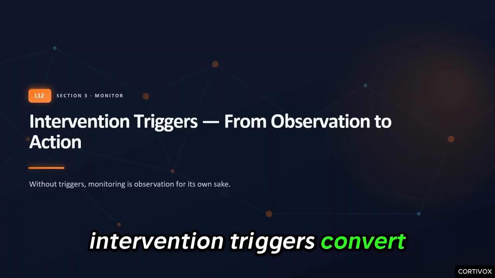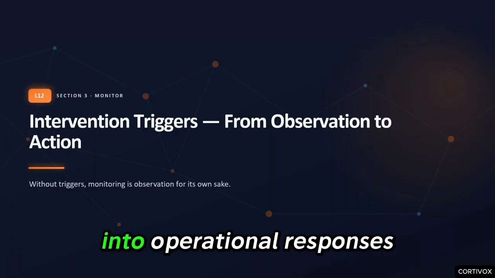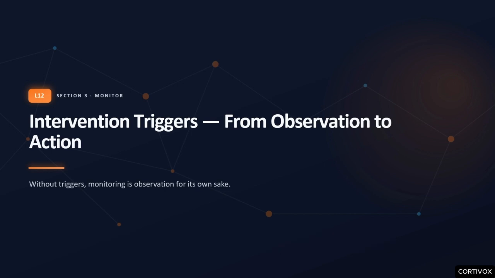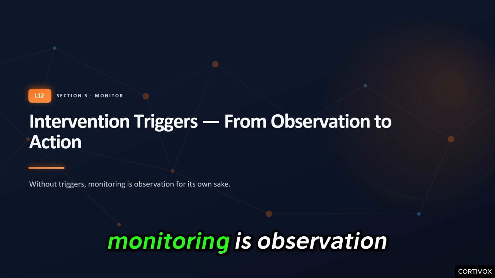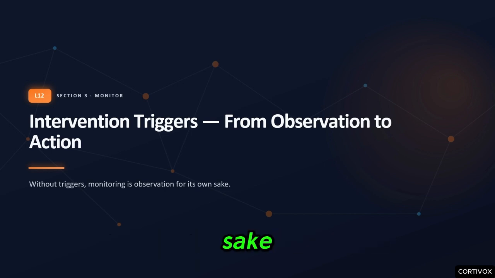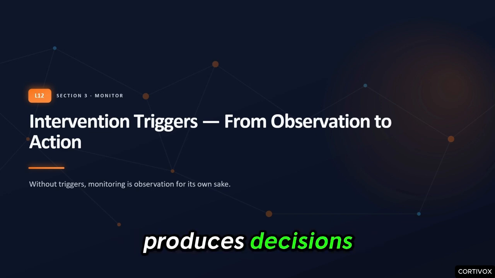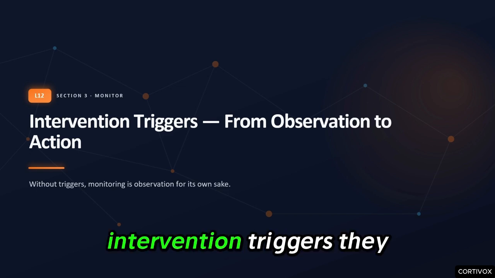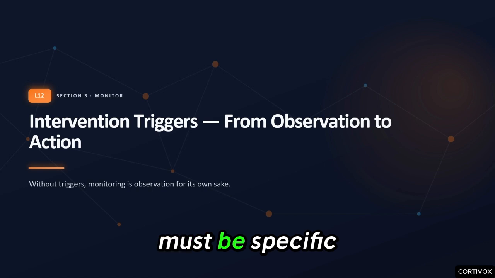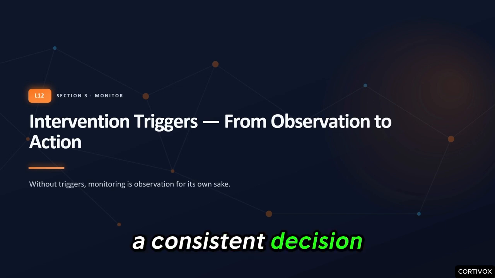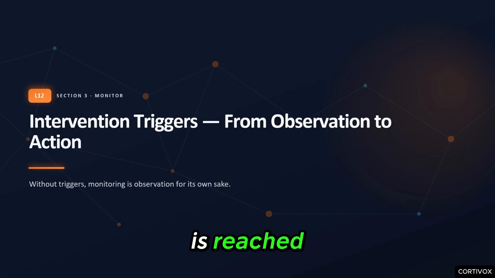Intervention triggers convert monitoring observations into operational responses. Without triggers, monitoring is observation for its own sake. With triggers, monitoring produces decisions. The most important thing I can tell you about intervention triggers: they must be specific. Not specific in the sense of being detailed, but specific in the sense of being precise enough to produce a consistent decision when the threshold is reached.